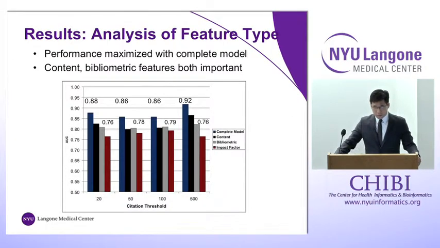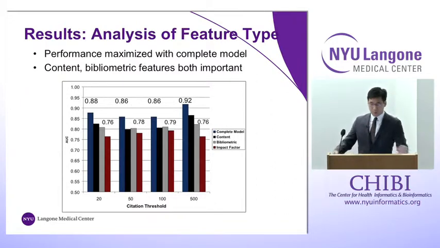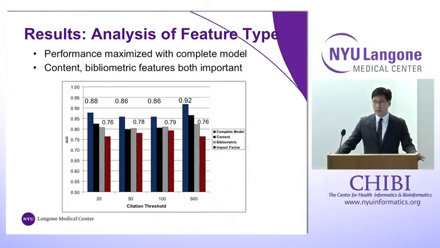So then the next step I performed was to try to analyze the features and figure out which ones were more important. The first thing I did was train models on only subsets of the features. I trained a model on just the content features and also a model just on the bibliometric features. And what I found out was that one type of feature wasn't necessarily more important than the other. You needed both types of features for maximal performance. As you can see here, when you look at just the black and the gray bars, meaning the content and the bibliometric features, one doesn't necessarily dominate the other.